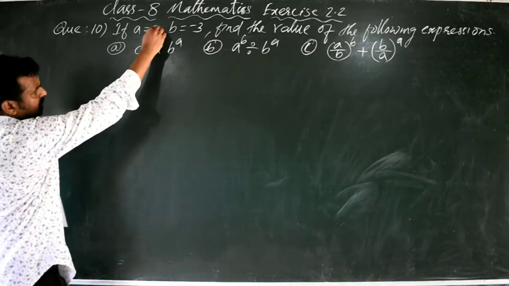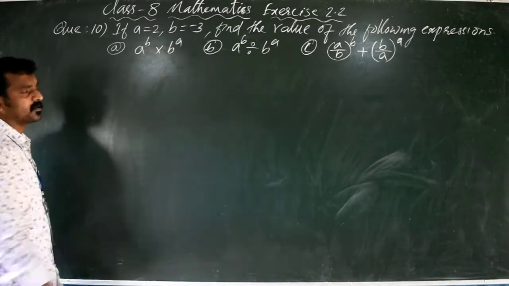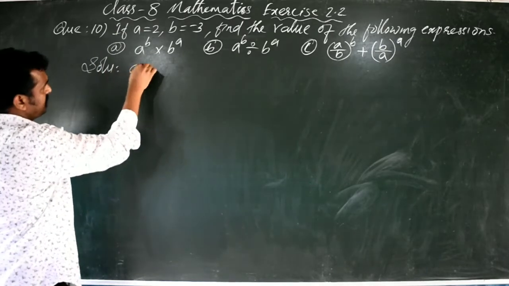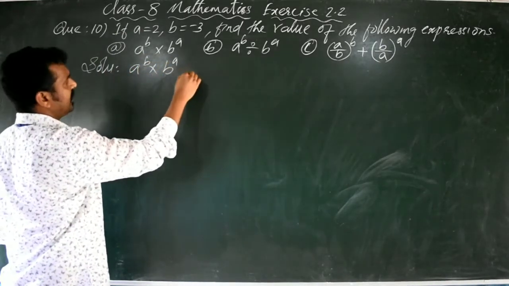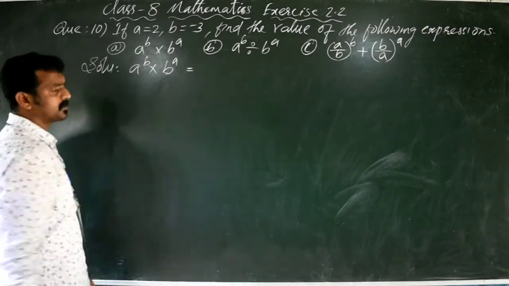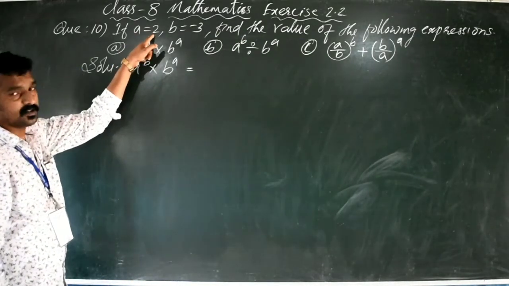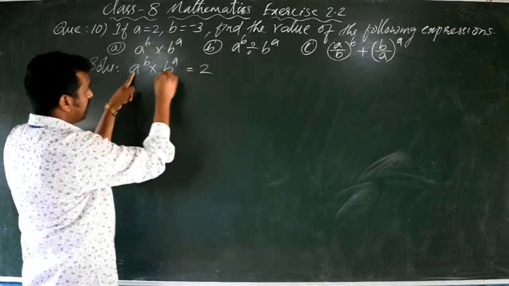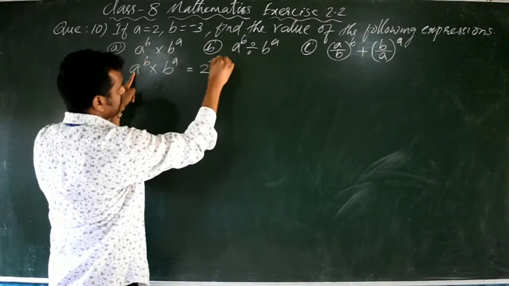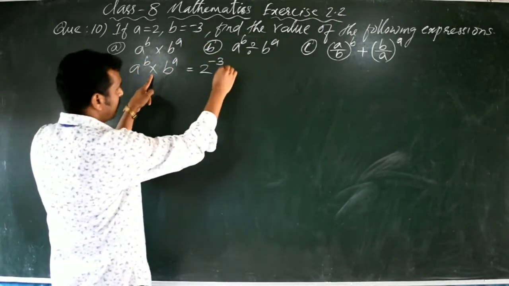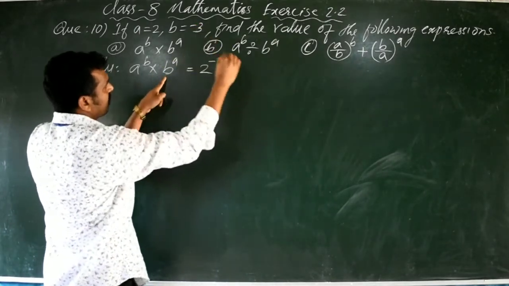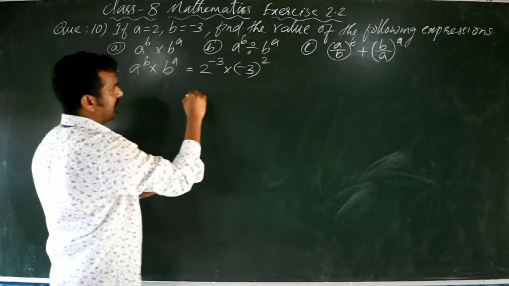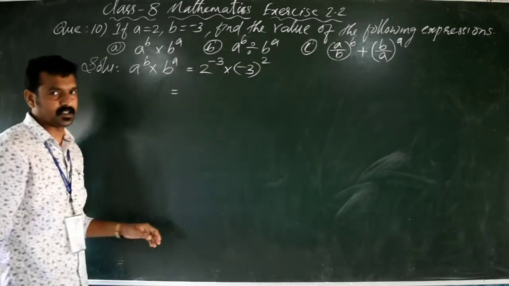We have to substitute the values of a and b in place of a and b. Then for the first question, a raised to b into b raised to a is equal to, substituting the values, a is equal to 2 and b is equal to minus 3. So in place of a we will write 2 raised to b, b is equal to minus 3, after that the sign is into b raised to a, minus 3 raised to a, a is equal to 2. Then that is equal to 2 raised to minus 3.